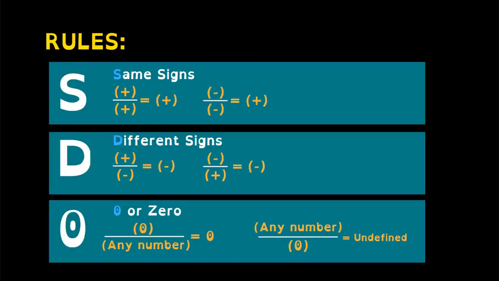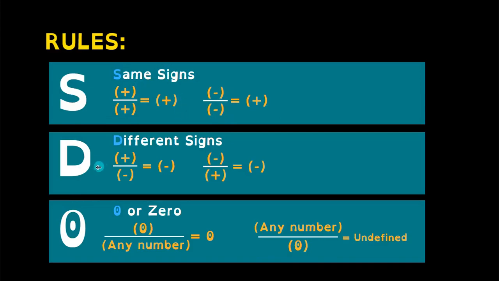So we have three rules: same sign, different signs, and zero. SDO. So when two numbers with the same sign are divided, the quotient is always positive. So we have positive divided by positive, that is positive. Negative divided by negative is always equal to positive. Same sign, palaging positive po ang output.